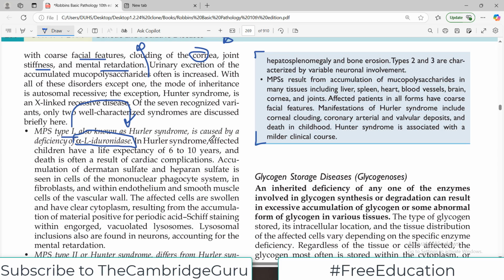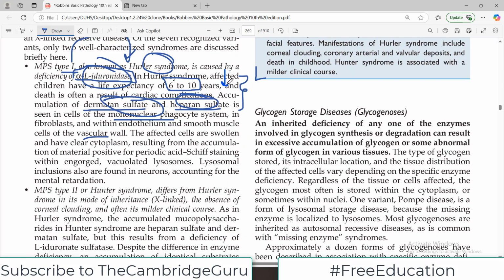In Hurler syndrome, affected children have a life expectancy of only 6 to 10 years. Oh, poor kids. And death is often a result of cardiac complication. Okay, accumulation of dermatan sulfate and heparan sulfate is noticed in the mononuclear phagocyte system and in fibroblasts, within the endothelium of the smooth muscle vascular wall, also in the heart. So these are the areas affected. Hurler syndrome, this is the enzyme affected. These are the mucopolysaccharides which increase. Okay, life expectancy is very low.